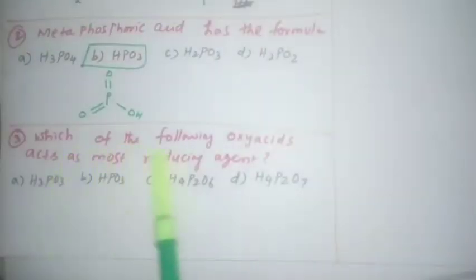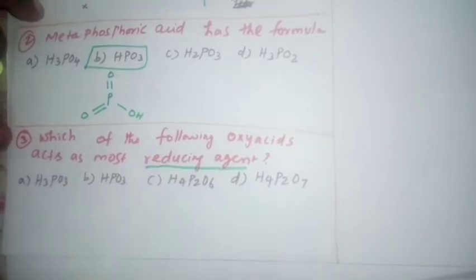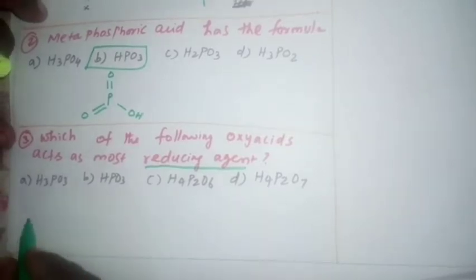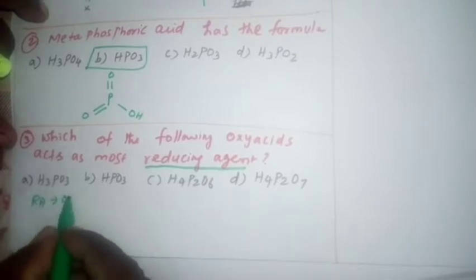Question number 3. Which of the following oxyacids acts as the most reducing agent? Option A, H3PO3. Option B, HPO3. Option C, H4P2O6. Option D, H4P2O7. Here a reducing agent means it oxidizes itself. That is the meaning.